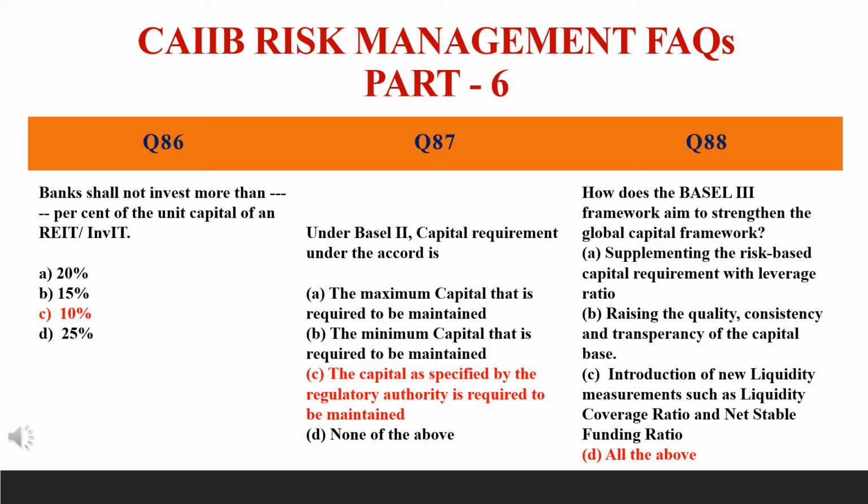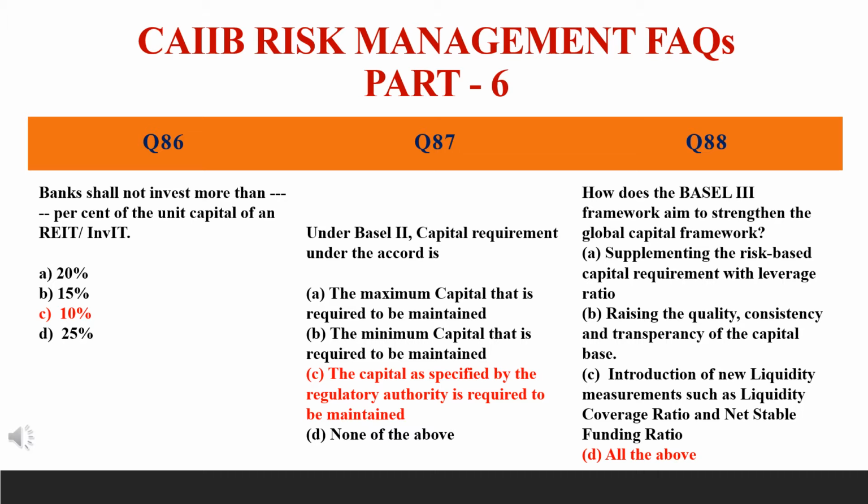Moving to the next question: how does the Basel III framework aim to strengthen the global capital framework? There are 4 options given. You can read one by one. The first option is supplementing the risk-based capital requirement with leverage ratio. Second is raising the quality, consistency and transparency of the capital base. Third is the introduction of new liquidity measures like liquidity coverage ratio, LCR, and net stable funding ratio. Fourth is all of the above 3. The answer here is all of the above.